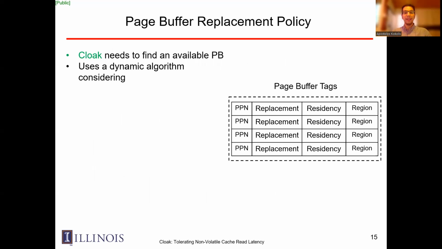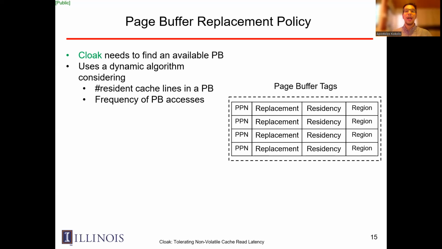In order to find a page buffer to activate the cache lines of a page, we create a new replacement policy. So we created a new page buffer replacement policy that considers how many cache lines are resident in a page buffer, and what is the frequency of accesses to the page in the page buffer. And we're developing this new algorithm in order to capture the dynamic behavior of accesses to each page buffer.